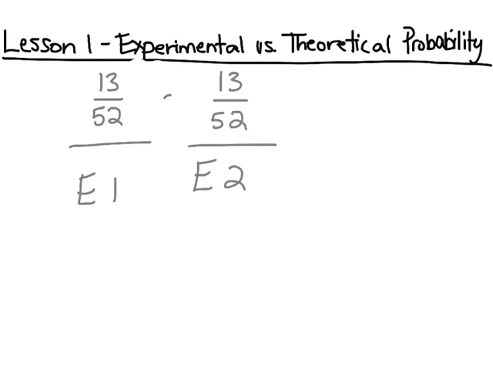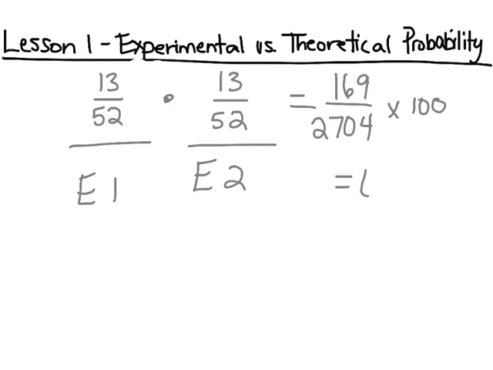Our cards haven't changed. We're going to multiply the events together. 13 times 13 is 169. 52 times 52 is 2,704. Divide the top by the bottom, times it by 100, and you should get 6.25%. So you have a 6% chance of drawing 2 clubs.